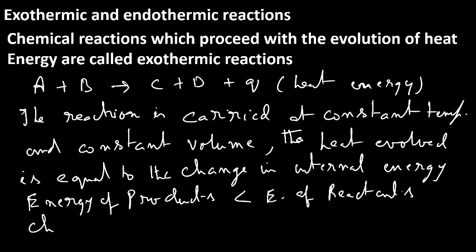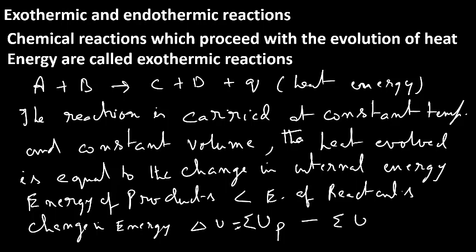So the change in internal energy, delta U, is equal to sigma UP minus sigma UR, that means the sum of the internal energies of all the products minus the sum of the internal energies of all the reactants. Therefore, since the internal energy of products is less than that of reactants, delta U is less than 0 or negative.